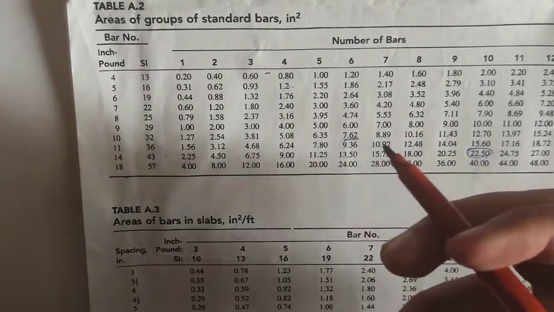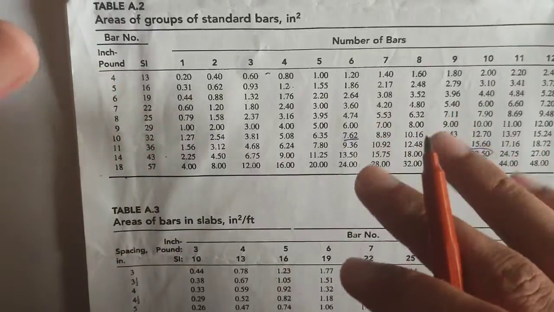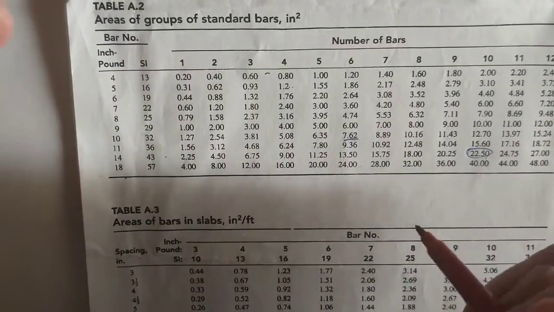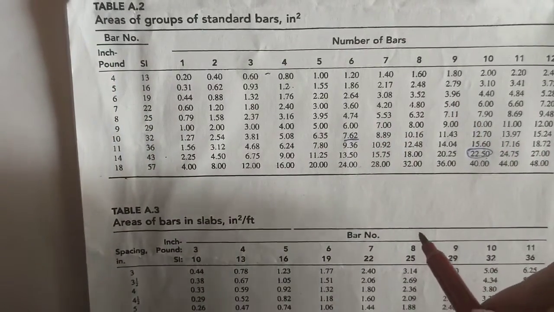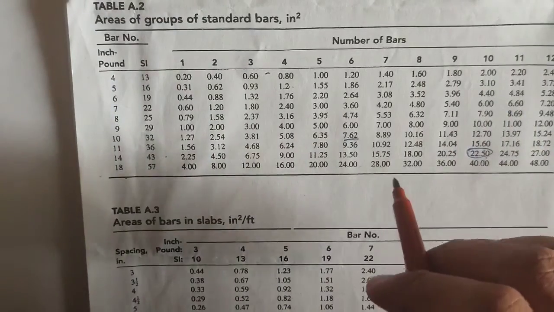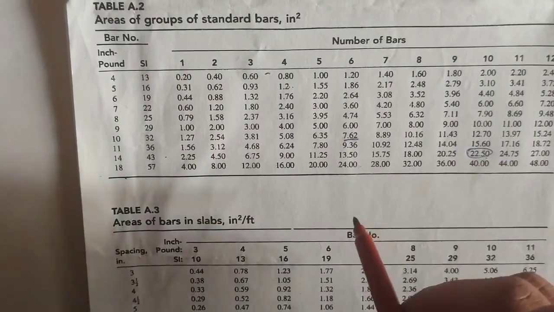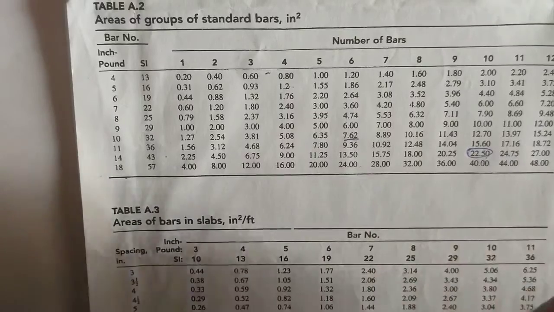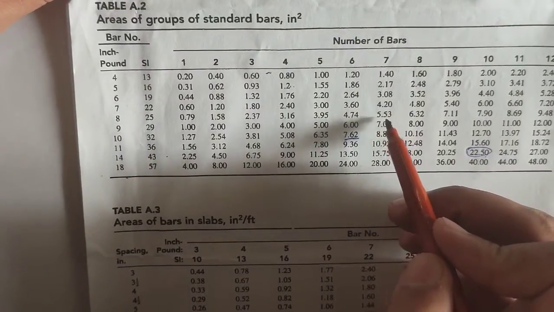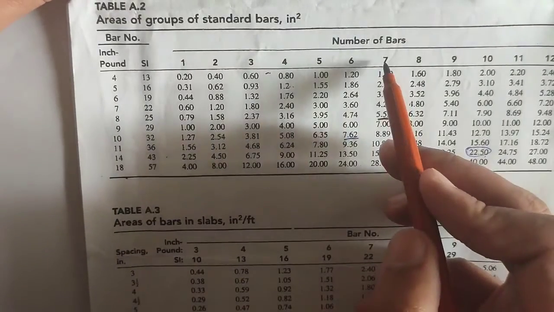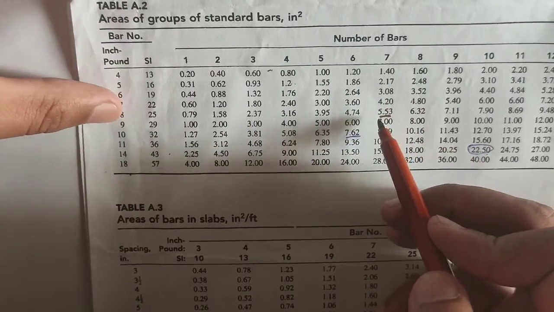For example, you have designed a beam. After complete analysis you got 5.53 inch square of area from ETABS or from manual calculation. Then you will use this table to find the number of bars. So how will you find? Here is 5.53, so you will use 7 number 8 bars.